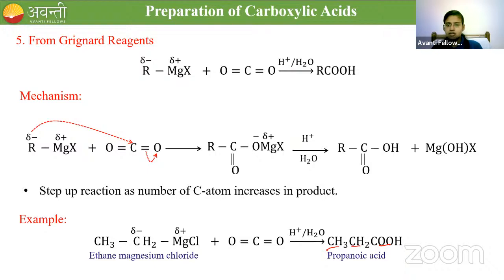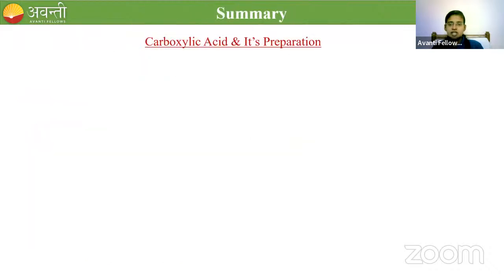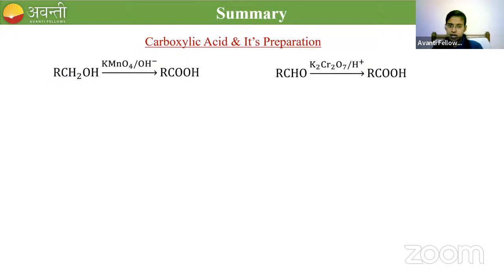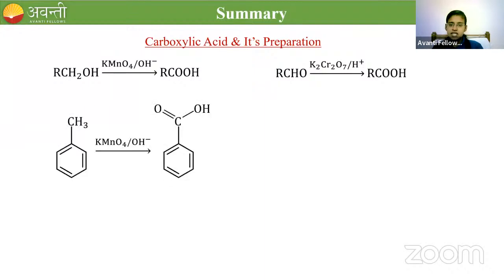Do you have any doubt from the preparation part of this? No doubt? Okay. So let me summarize the preparation that we have studied. So the very first is from alcohol. Second is from aldehyde. Aldehyde also can be converted to acid by usage of the oxidizing agent. Then third is from alkyl benzene.